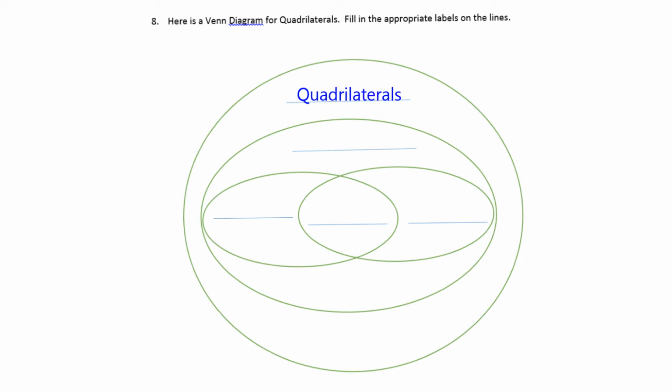So these are the different types of quadrilaterals, all right? That's the first one on the line. The second one here is actually a type of quadrilateral. It's a parallelogram, all right? We're going to put that right here, parallelogram, okay?